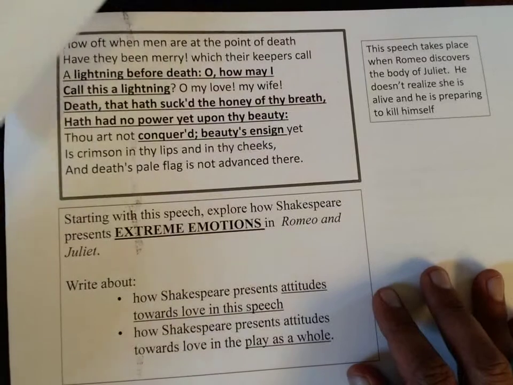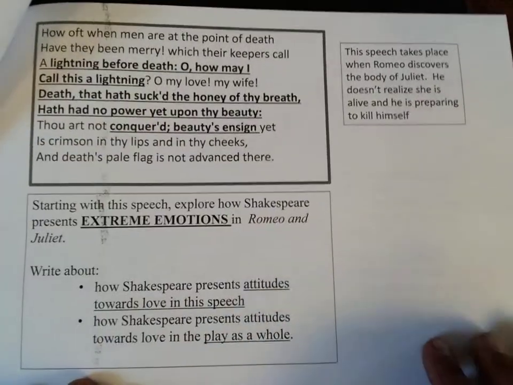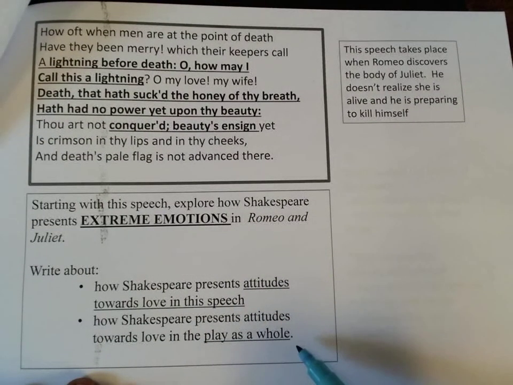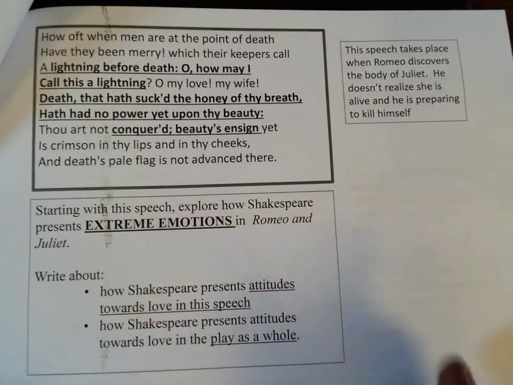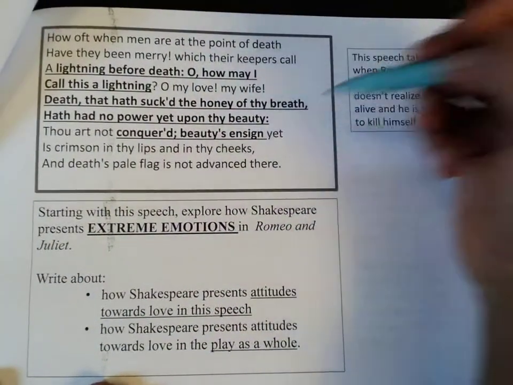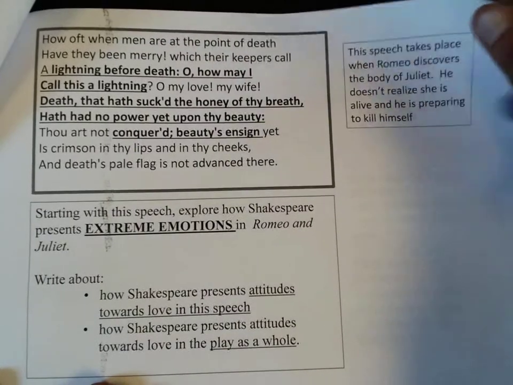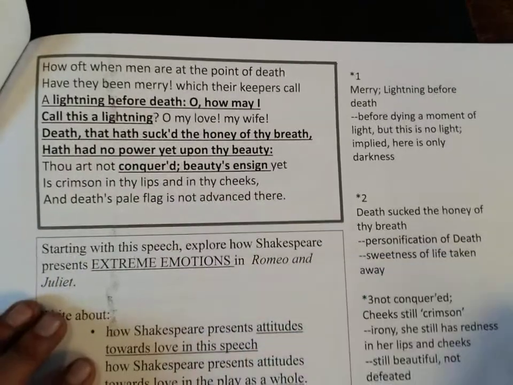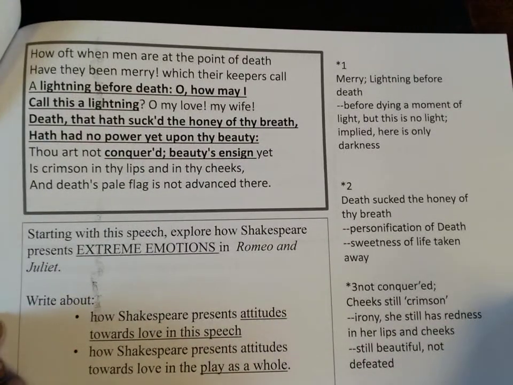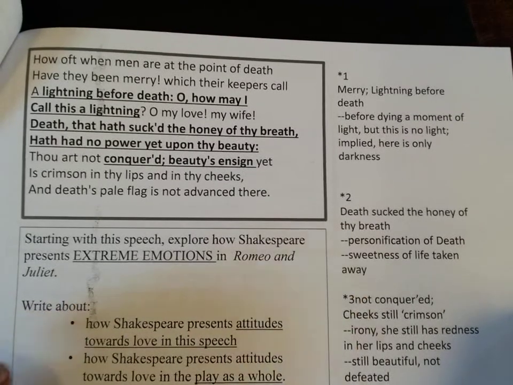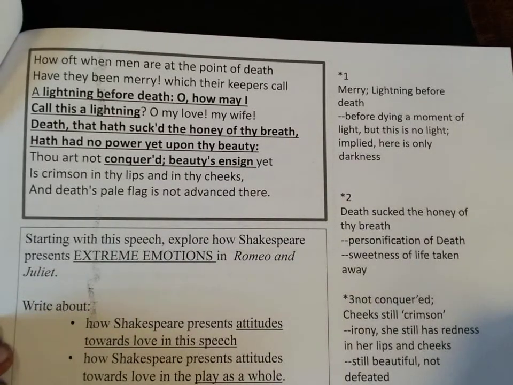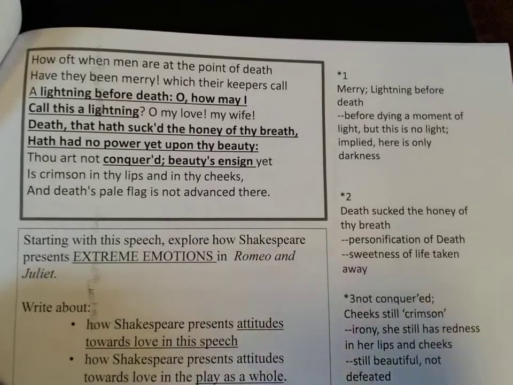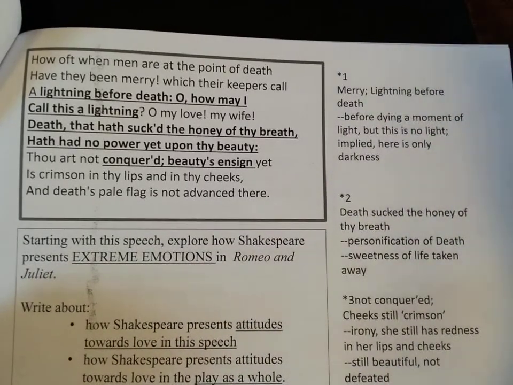So right away, you've identified the key words. You've identified in the speech and in the play as a whole. By the way, you have maybe 5 minutes to plan. You read really quickly. You're familiar with the passage. You pick the key phrases that help you figure out what's important. You identify those key quotes. So for me, they are here. He talks about lightning before death. He talks about death sucking the honey of breath, and he talks about her not being conquered yet.